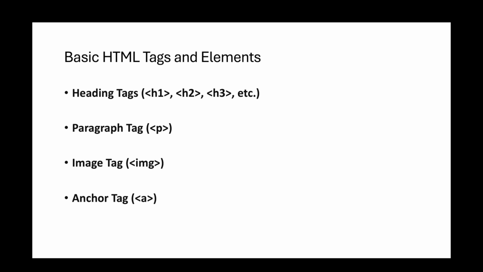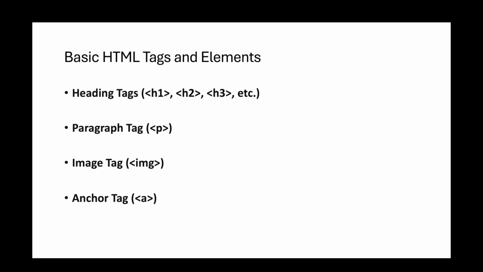Basic HTML tags and elements. HTML consists of a variety of tags and elements that define different types of content and provide structure to a web page. Some of the basic HTML tags and elements include heading tags, h1, h2, h3, etc., used to define headings and subheadings within a document, with h1 being the highest level heading and h6 being the lowest level heading.